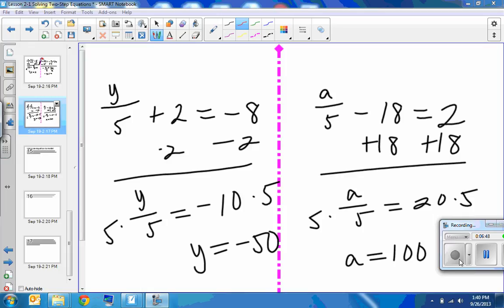So for these two, you should have gotten y equals negative 50 and a equals 100. I'm going to subtract 2 from both sides. Bring down the y divided by 5 equals, keep, flip, change, to get negative 10. Then the opposite of dividing is multiplying, and negative times positive is a negative. Over here, opposite of subtraction is adding. Bring down the a divided by 5. 18 plus 2 is 20. Opposite of dividing is multiplying. 20 times 5 is 100.